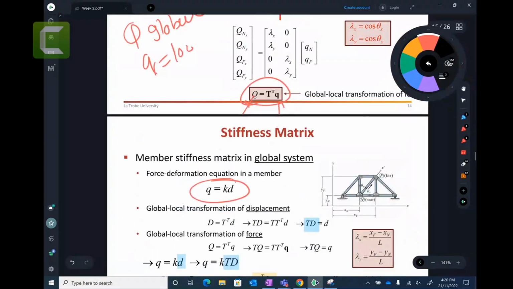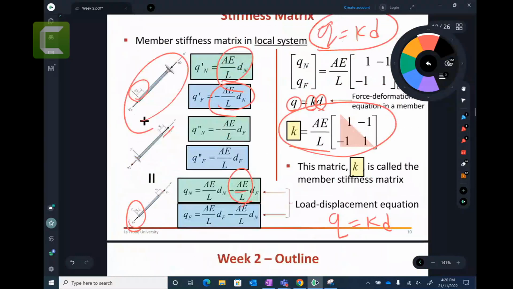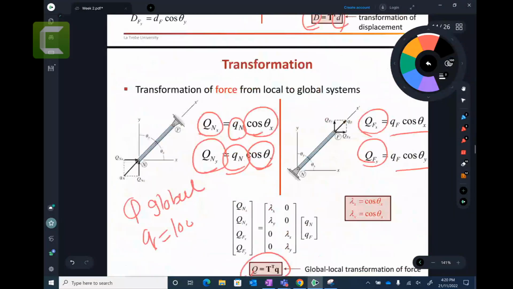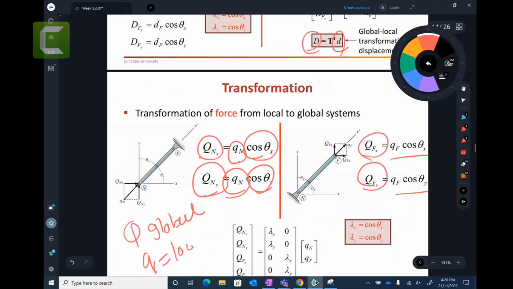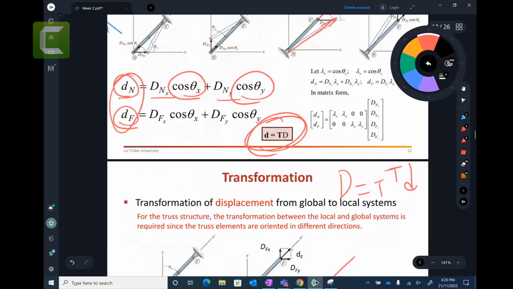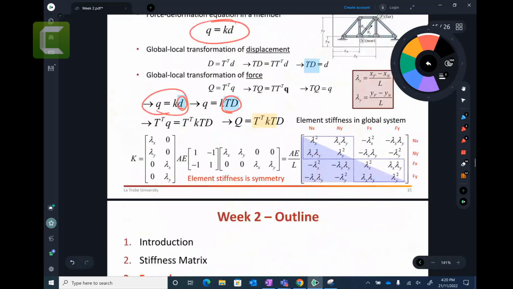Now, what would be the relationship? Q equal to KD. I hope you know the first relationship that we developed. Q equal to KD, which is the local. We can substitute D equal to TD, which is the local displacements, and that's what we did here, local to global. We substitute and multiply T transform on both sides. So this whole thing that you can see will be your stiffness equal to T transform, k small, and T.